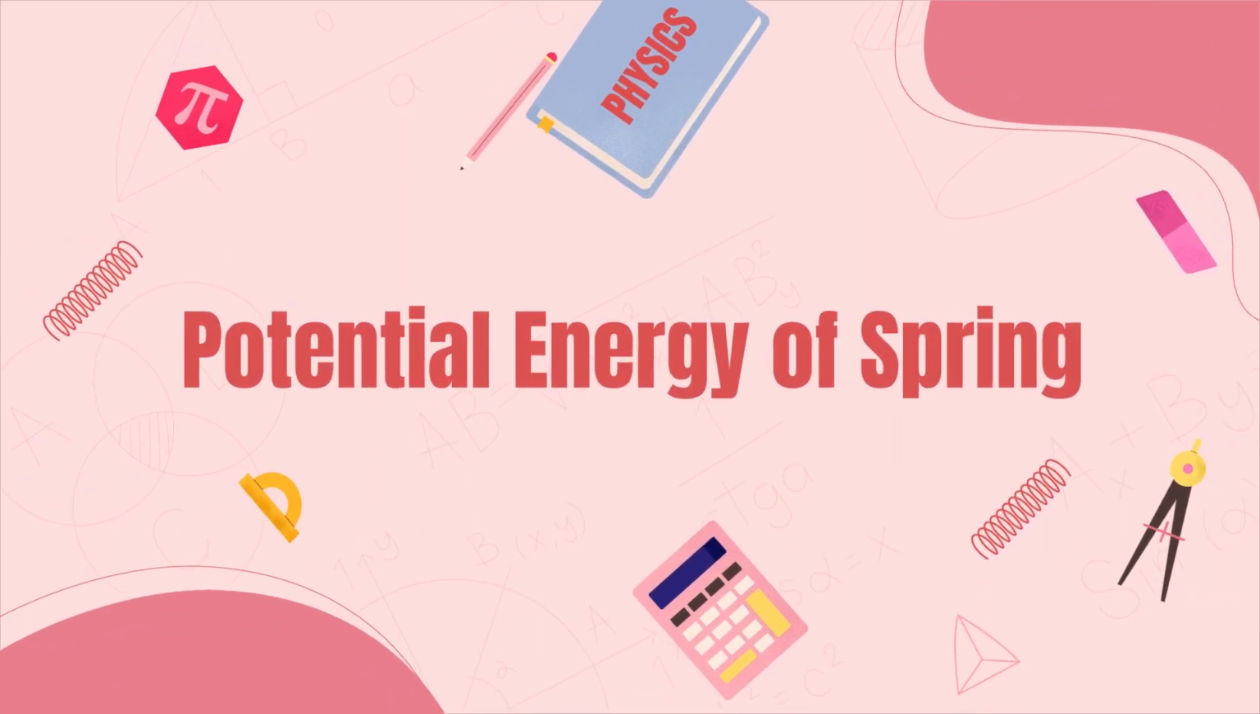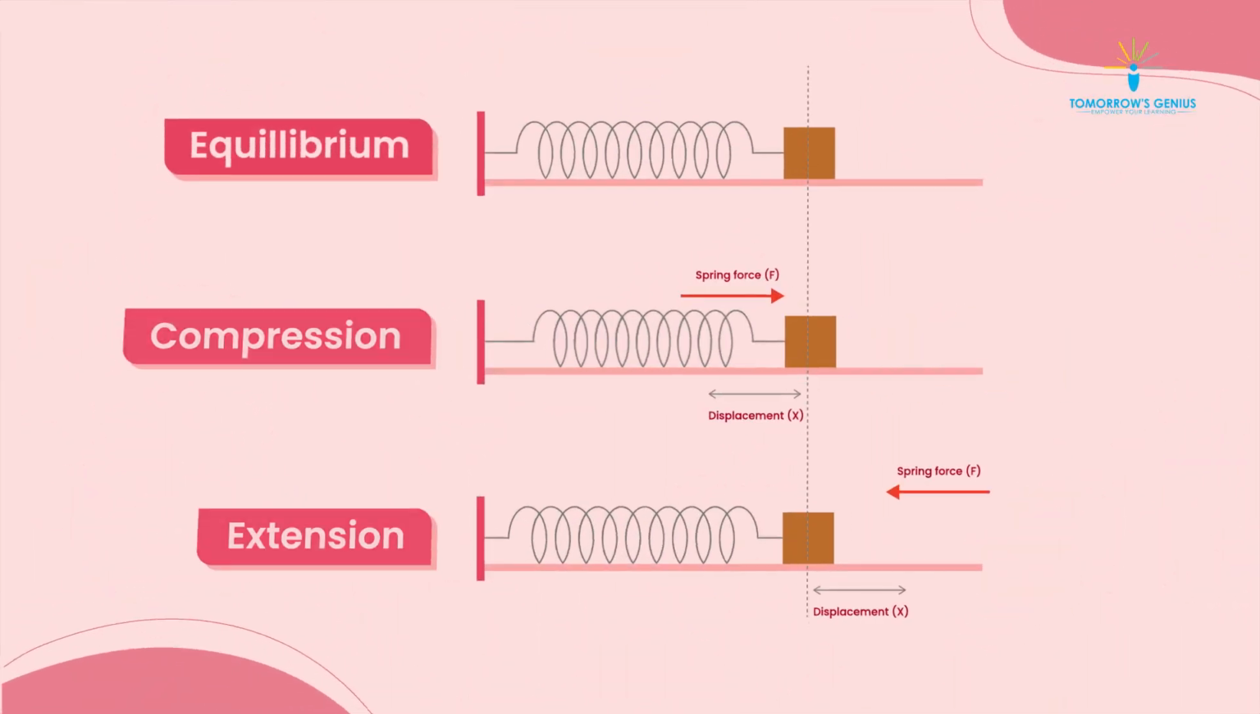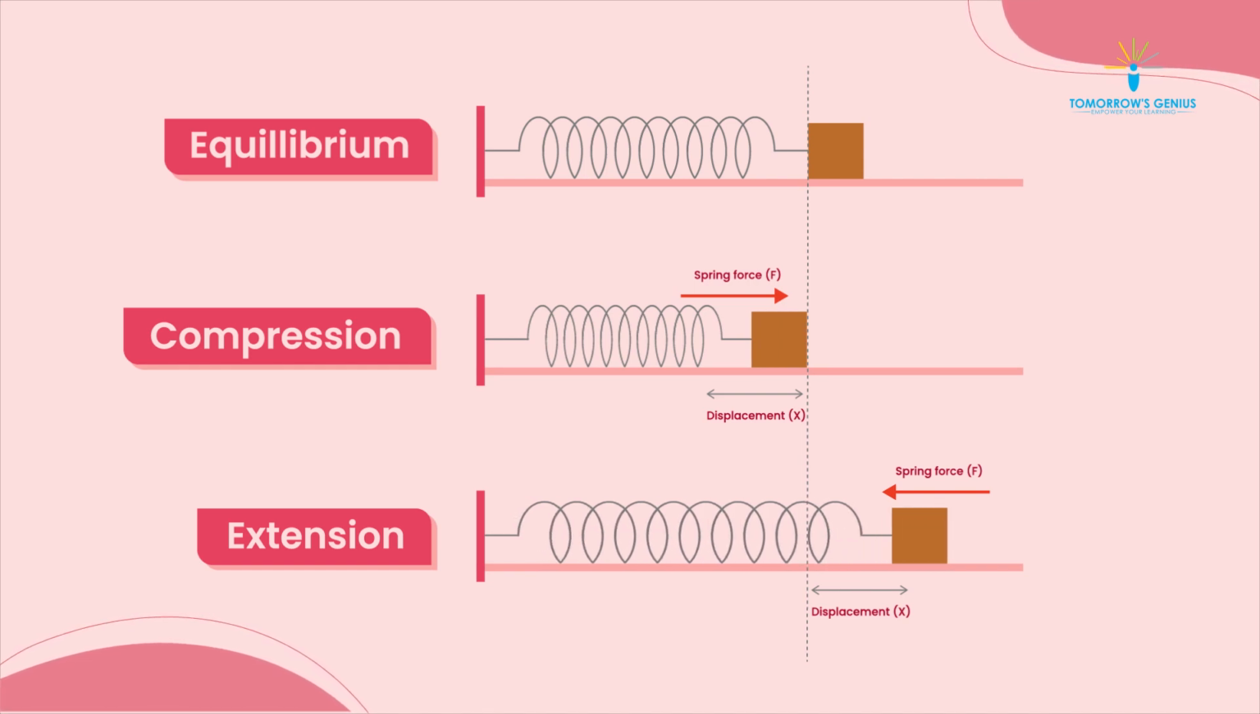Potential energy of spring. When we compress or extend a spring, we experience a force in the opposite direction. Have you wondered why this happens? When a spring deviates from its mean position, it tends to restore its equilibrium position by exerting a force equal and opposite to the external force.